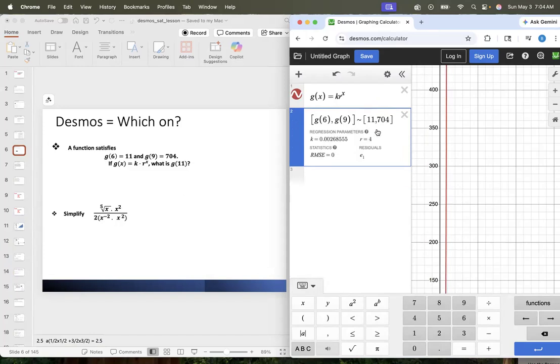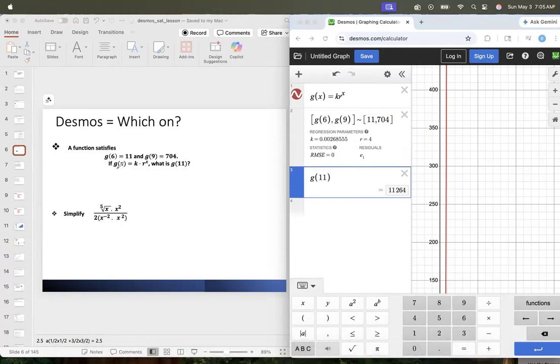And Desmos will give you R is equal to 4 and K. If R is equal to 4, then I can find G of what? What is G of 11? It gives you 11,264. That's a straightforward question. But if you want to calculate and you like calculation, I want you to put G of 9 will be what? 704 over K R9 divided by G of 6. This is 11 over K R6. This will go into 64, and this will be R raised to what? 3. R is equal to 4.